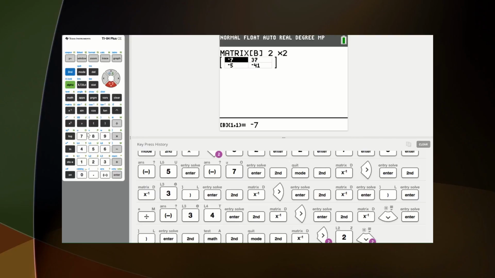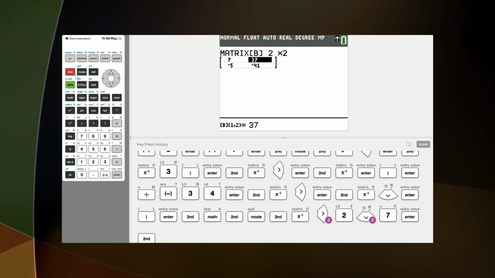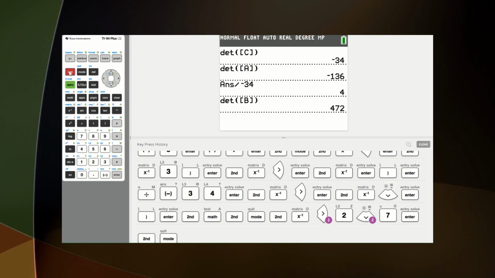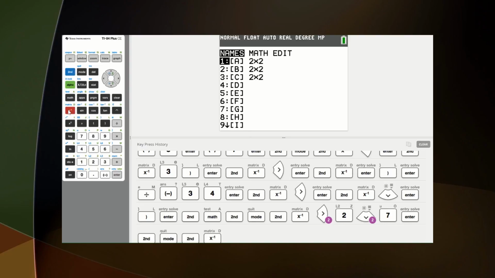Oh no, that's 7, not -7. All right, 7, 3, -5, -41. That should make a big difference. So let's find the determinant of matrix B. Garbage in, garbage out. Let's find the determinant.